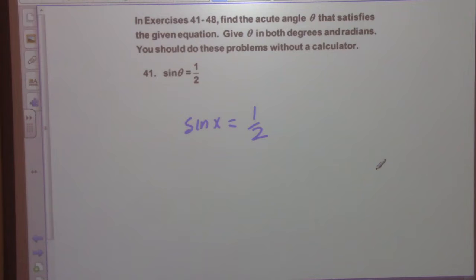Now this goes back to our unit circle trigonometry song. 0, 1/2, and square root of 2 over 2, that's what I'm telling you. Square root of 3 over 2 and 1. So it's 30 degrees. So theta is 30 degrees, and in radians that's going to be pi over 6 radians. That's going to be our answer for problem number 41.